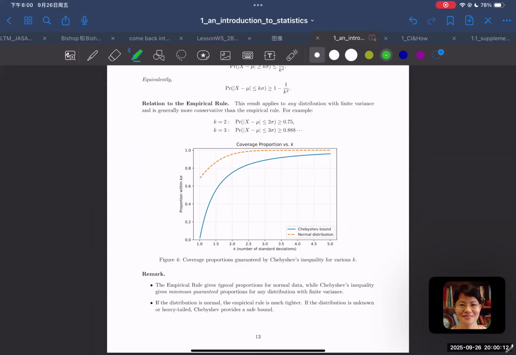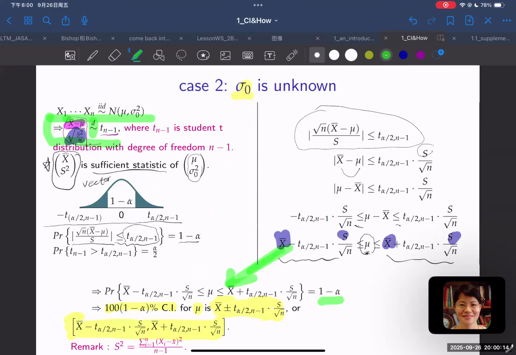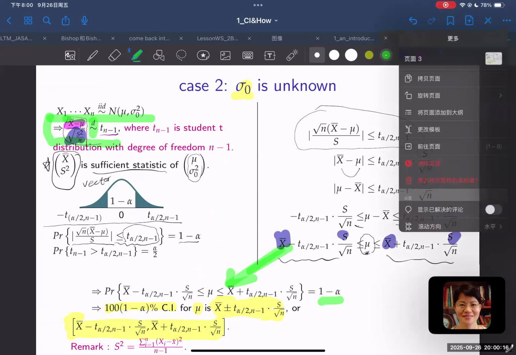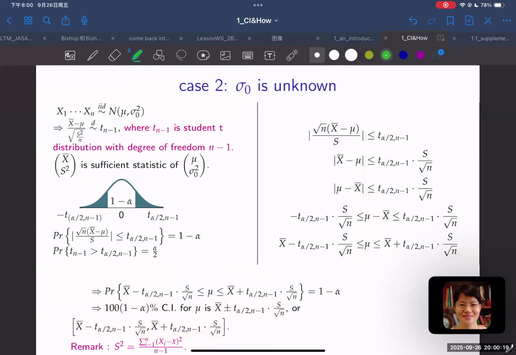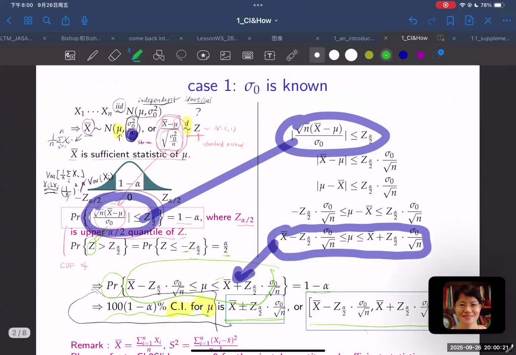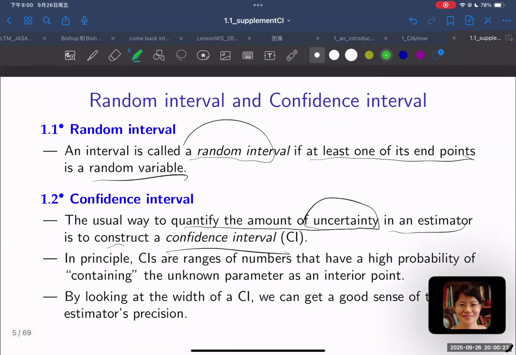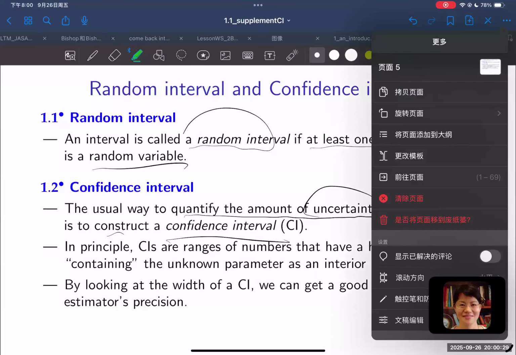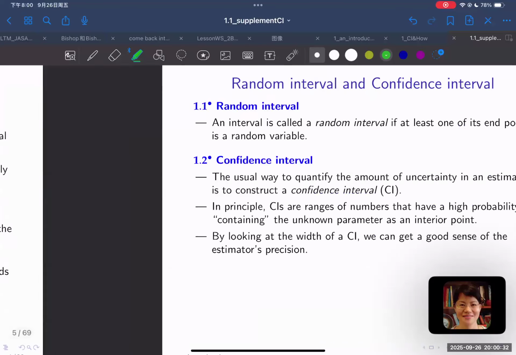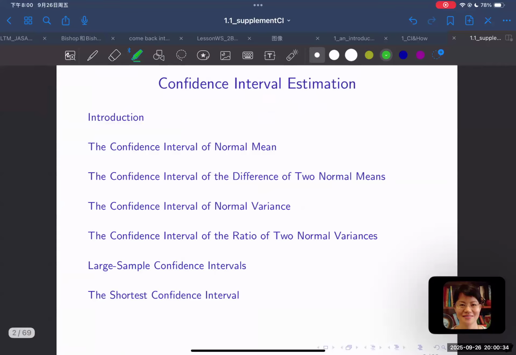Now I go to a new part. Yeah, confidence interval. For this one, actually in other classes, I do not mention much. I would just like to go to this place. Yeah, go to this place and go to the first page. Let's go to this place.